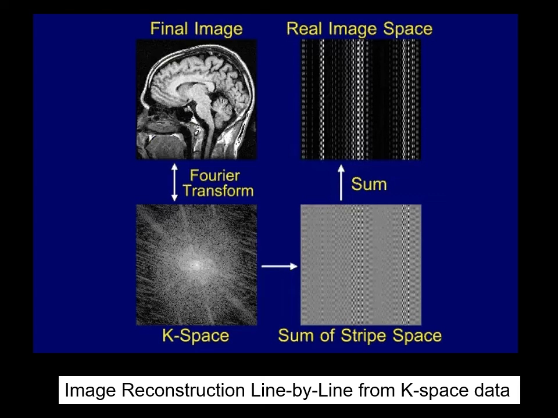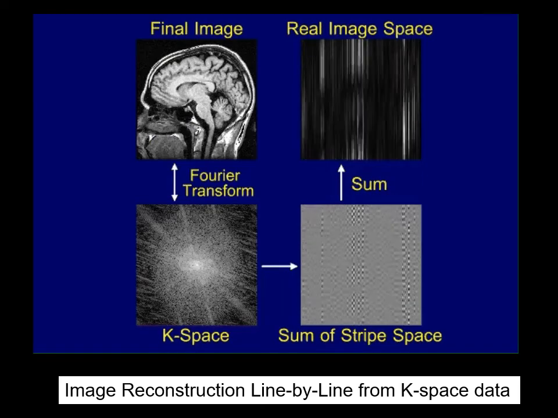The images to pay most attention to are that on the bottom left, which shows which lines of K-space are being added to the reconstruction, and the image on the upper right, which shows the result of the reconstruction at any point in time. Let's play the animation.